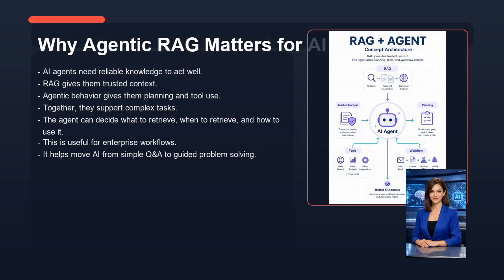Now let's look at why Agentic RAG matters for AI agents. AI agents need reliable knowledge to act well. RAG gives them trusted context. Agentic behavior gives them planning and tool use. Together, they support complex tasks. The agent can decide what to retrieve, when to retrieve, and how to use it. This is useful for enterprise workflows. It helps move AI from simple Q&A to guided problem solving.